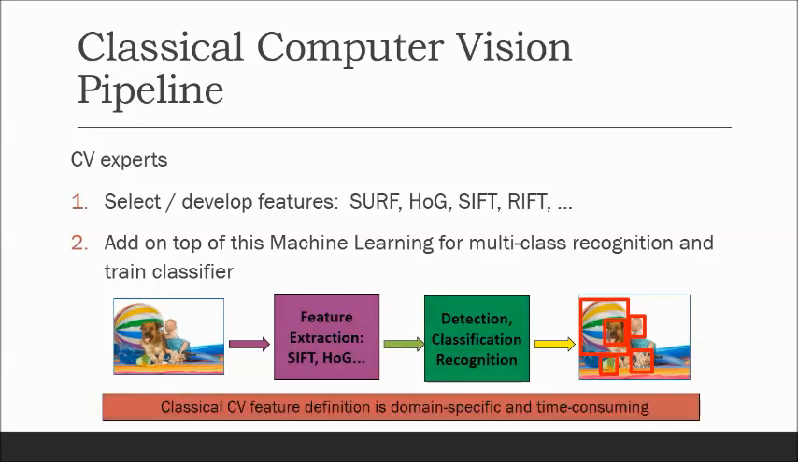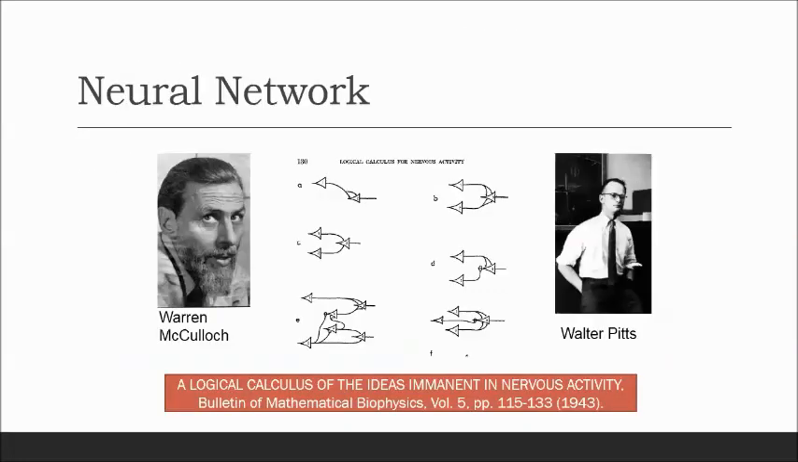Then people tried to think about it. What I was saying is that classical computer vision feature definition is domain specific and time consuming. That is the main problem over there. So how did people try to solve this problem?